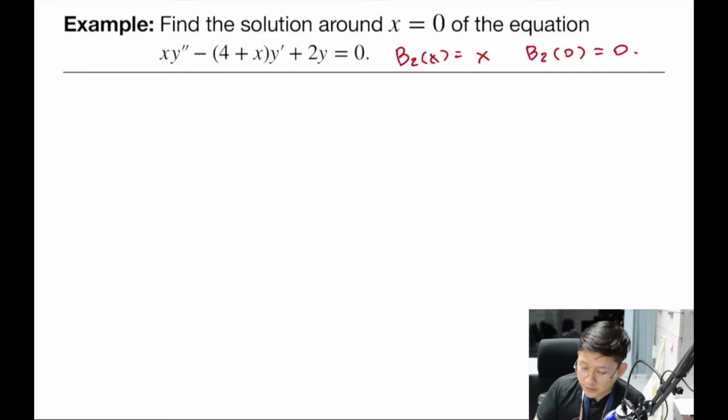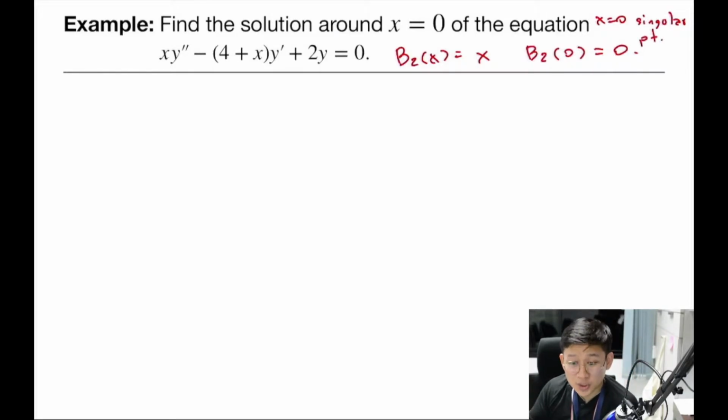It means that x equals 0 is a singular point, which means that you can't use the method that you use to solve an ordinary point. You can't use that, which is section 3. It's a singular point, and you need to show further that it is a regular singular point.